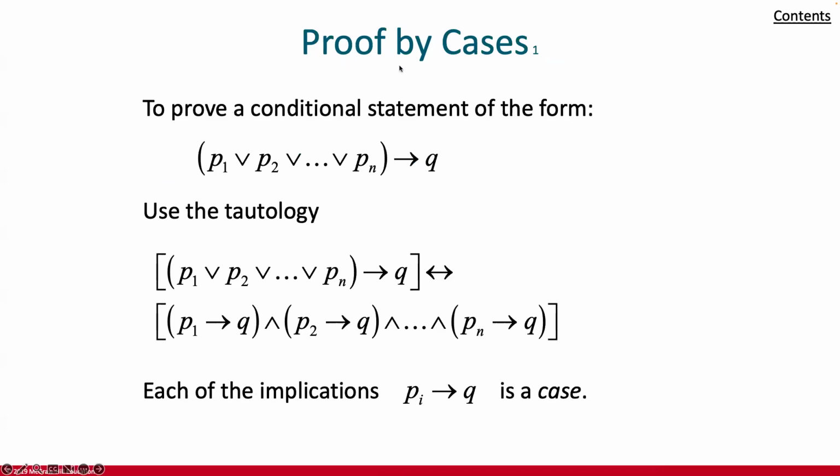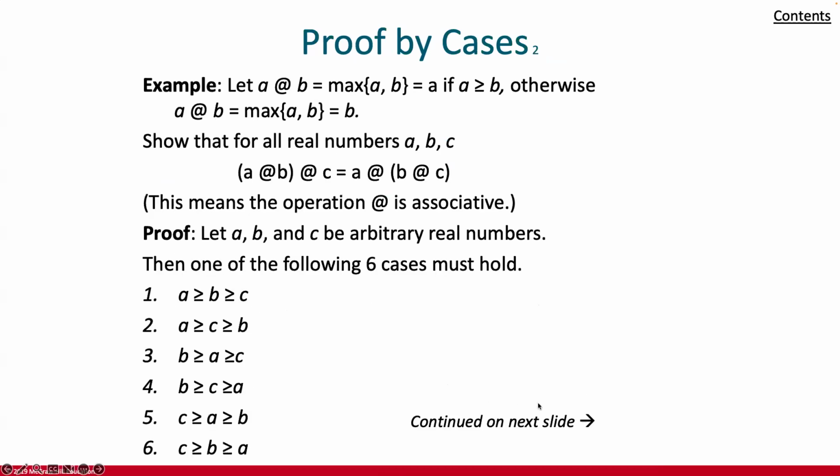So let's think about proof by cases. To prove a conditional statement of this form, we use the tautologies as listed here. Each of the implications, P_i then Q, is a case, and so we're going to be handling a case at a time. I'm not going to go through this in detail, but here is an example that you can trace through and see how you can be using proof by cases.